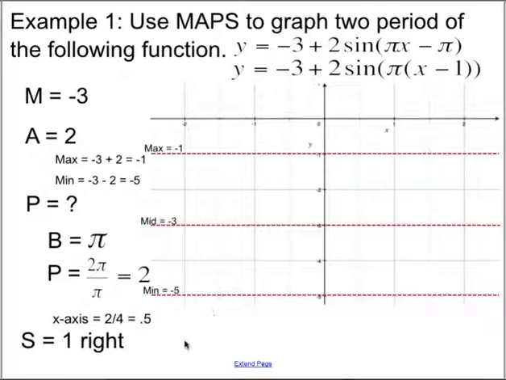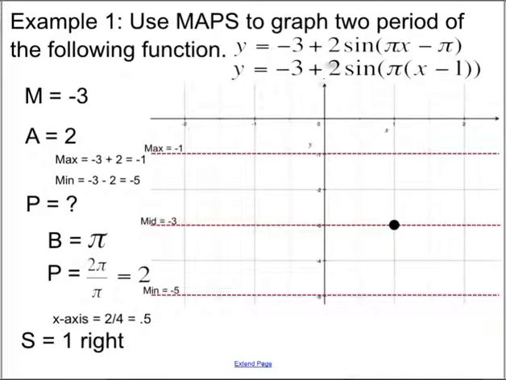But the next thing that you have to determine is, what type of graph is this? Well, it's a sine graph. Sine always starts on the middle line, so I'm going to be on the middle, and I'm going to have a phase shift of 1 to the right. And so here is my first point. Now that's my starting point. And so then I have to look at, well, is this a positive or a negative sine graph?